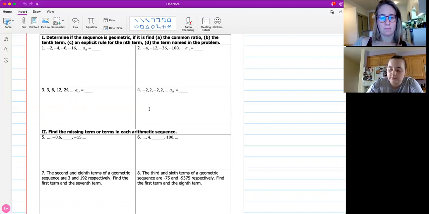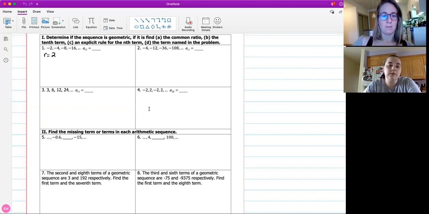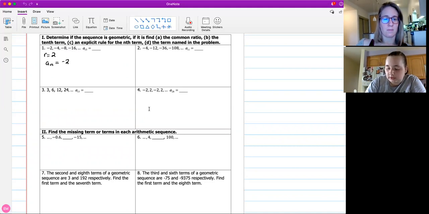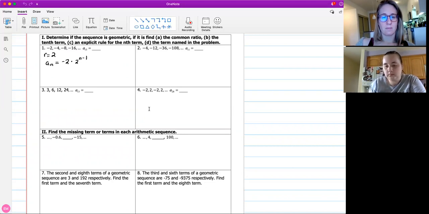So r for this one would be 2, because we're just multiplying by 2 every time. So -2 times 2 is -4, -4 times 2 is -8, -8 times 2 is -16. Okay, so then our explicit equation for this one is going to be a_n is equal to the first term, -2, and then we're multiplying by our common ratio, and the common ratio is to the n minus 1, just like that.